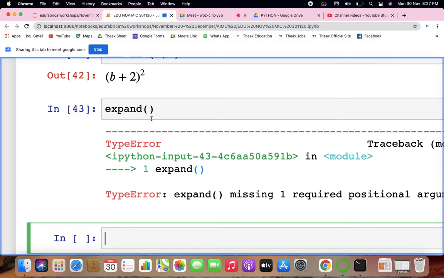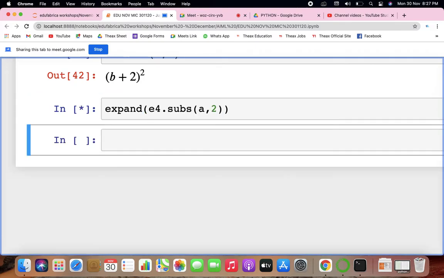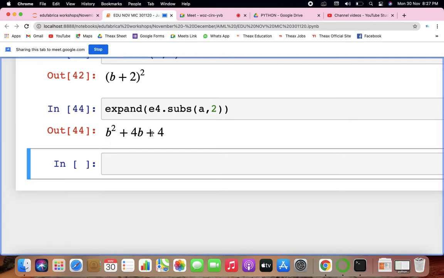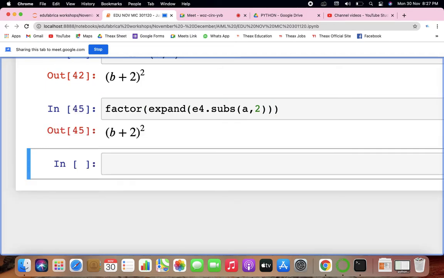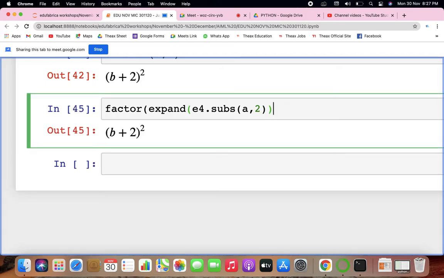If we need to expand, we'll be writing it there as this. And that would be b square plus 4b plus 4. And that can again be factorized if you want, right? So b will be common, and then b plus 4 plus 1. We will get the factor of that. So a lot of functions are there to find these things, right? Again, you will be getting the same thing, okay?